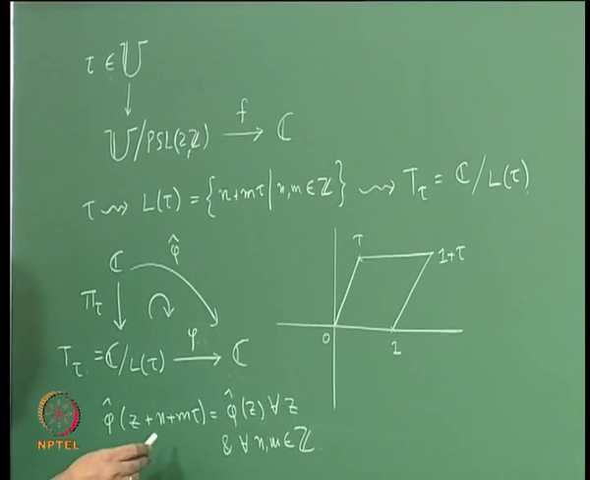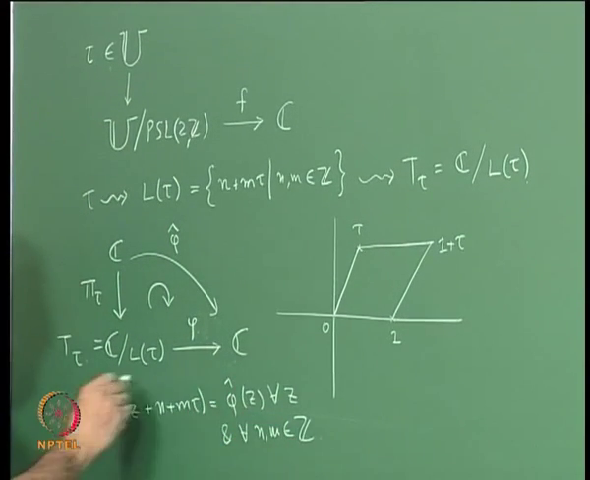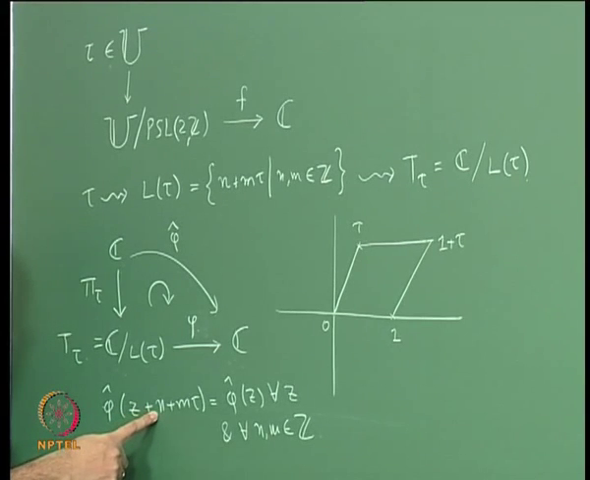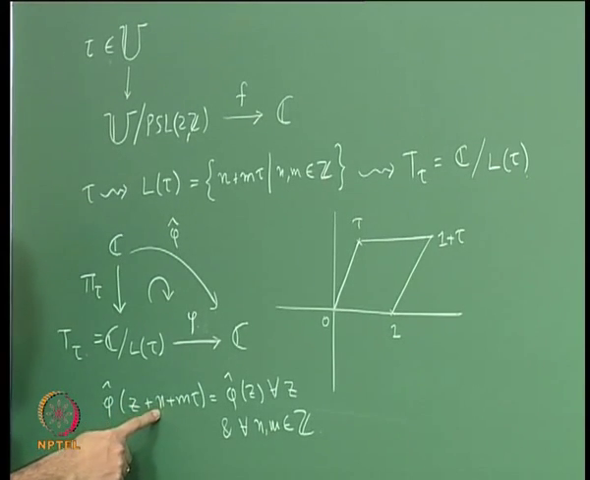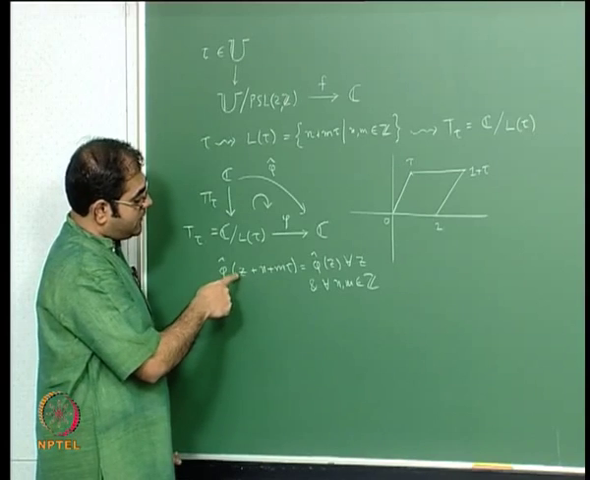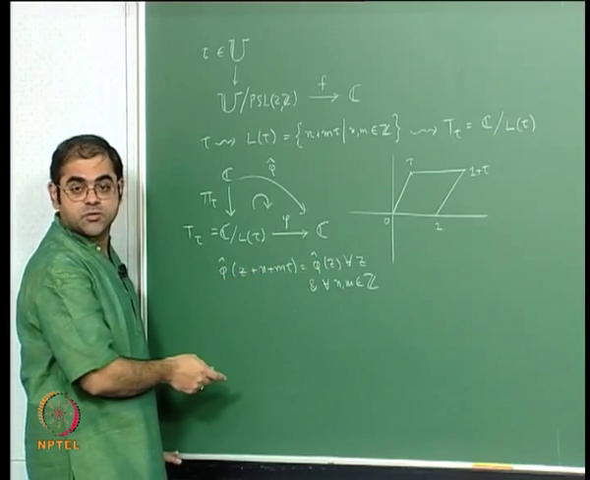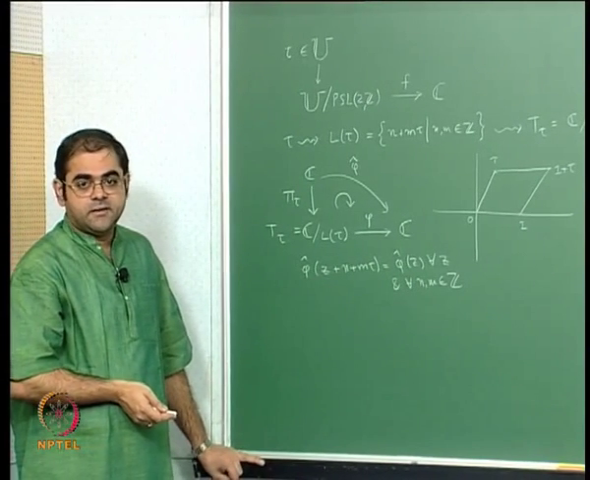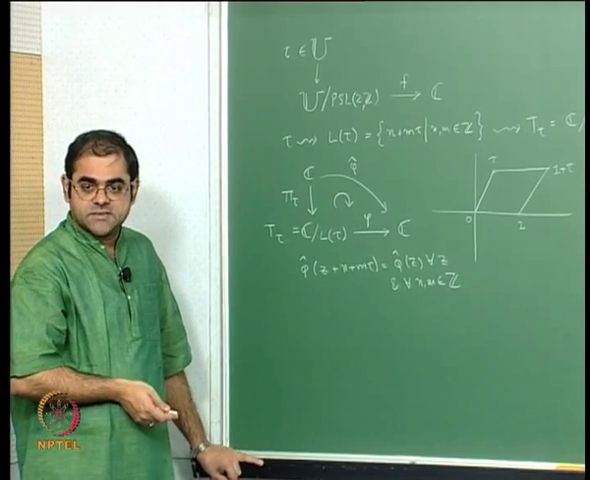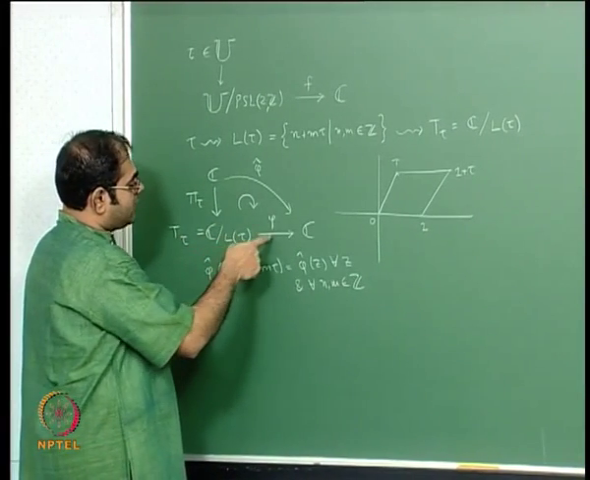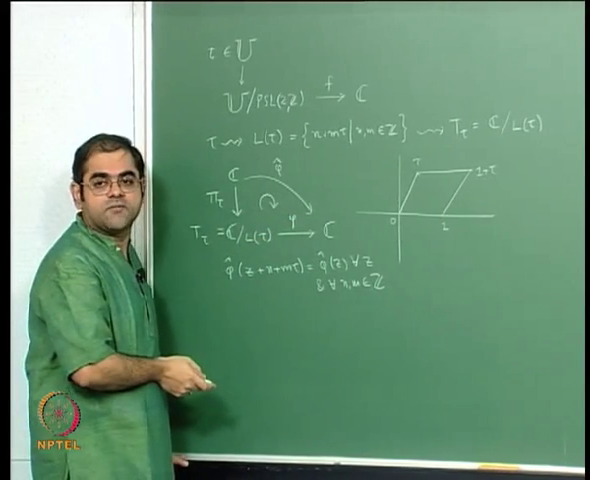So for such a function, 1 is a period, because phi hat of z plus 1 is phi hat of z, and phi hat of z plus tau is also phi hat of z. So 1 and tau are periods, so these are called doubly periodic functions, and the other name for that is elliptic functions.